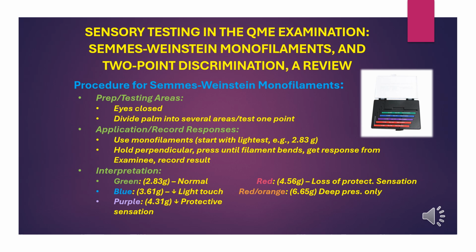Now, in interpretation of these findings, you record the number of the monofilament that they can feel, and you use the interpretation scale to determine the level of sensation. And they go from green, blue, purple, red, and red-orange, depending upon the number of grams. Normal light touch perception is green, through to red-orange, which would be a deep pressure sensation only.